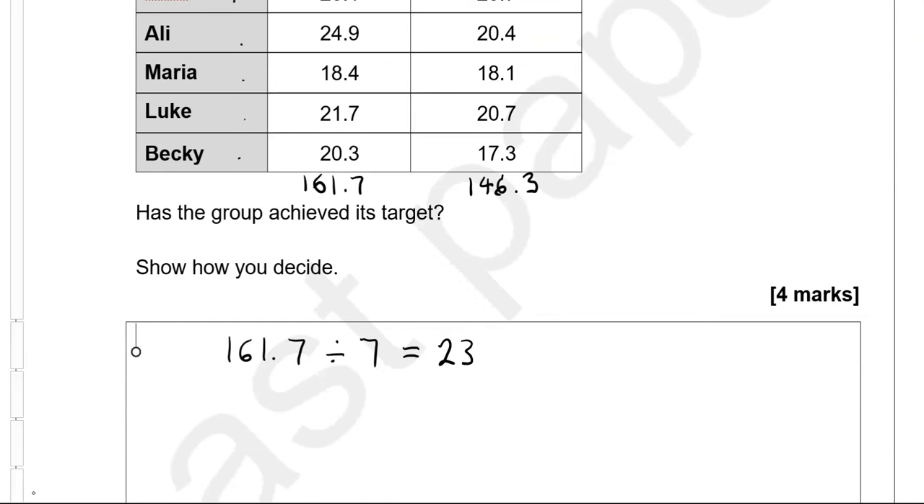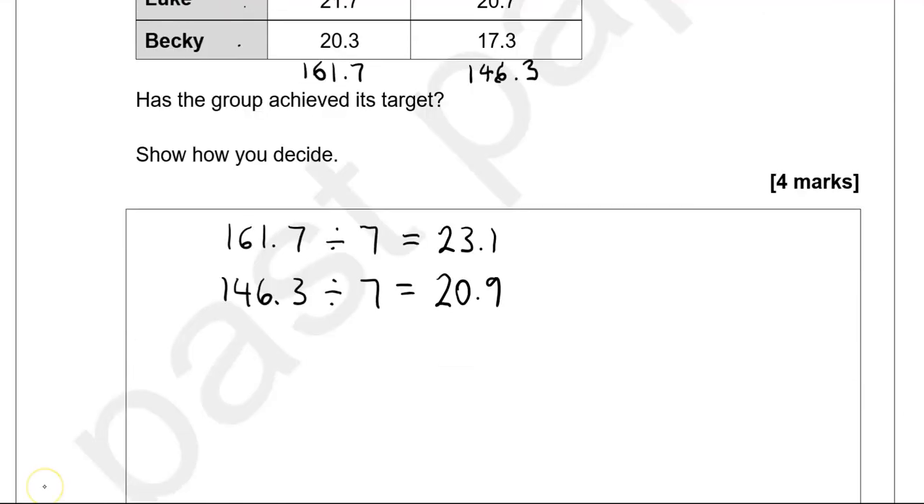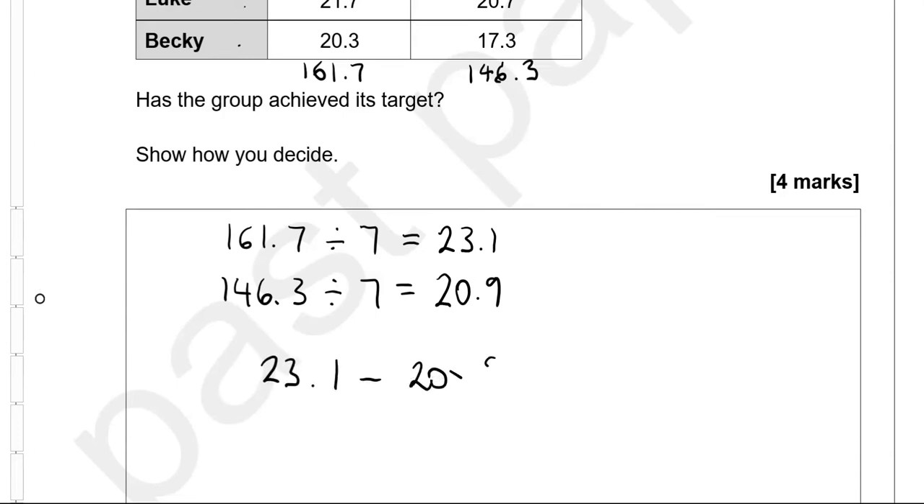we get 23.1. Dividing 146.3 by 7 gives us 20.9. So this shows that there's been a reduction, but we need to work out what percentage that is. So 23.1 take away 20.9 gives us 2.2.